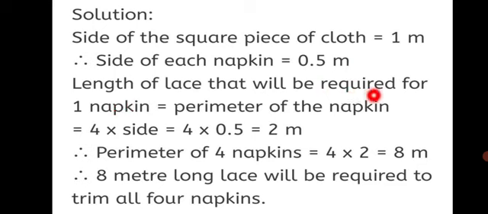Length of lace that will be required for one napkin is equal to the perimeter of the napkin. So 4 into side, 4 into 0.5 is equal to 2 meters, the perimeter of one napkin. So one napkin will require 2 meters. So the perimeter of 4 napkins is equal to 4 into 2, 8 meters. That is, 8 meters of lace will be required to trim all 4 napkins.